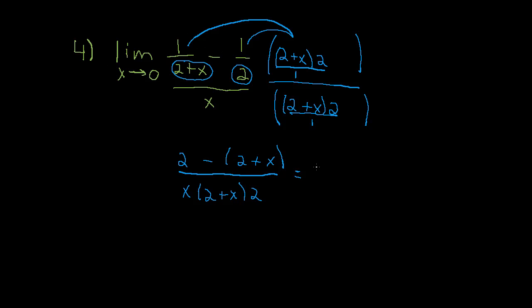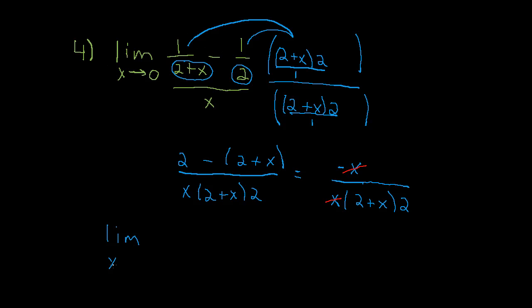2 minus 2 is 0, and then we have a minus x, which just gives us negative x. Down below I have an x times 2 plus x times 2. One thing you'll notice is that we have an x in my numerator, an x in my denominator, and those reduce, leaving us with the following limit statement.